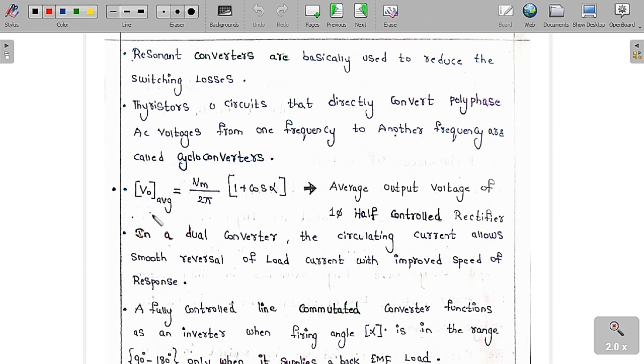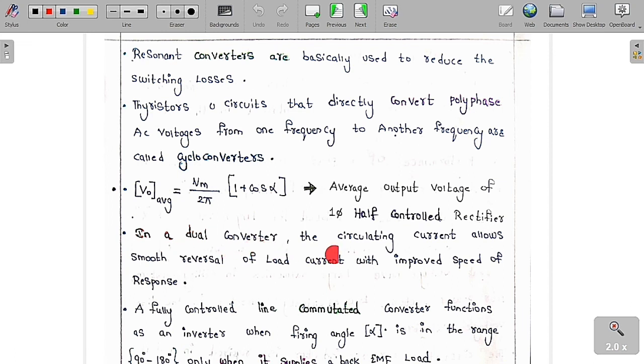So V0 average is equal to Vm by 2 pi into (1 plus cos alpha), the average output voltage of a single phase half controlled rectifier. Single phase means single phase supply, half control means only one pulse in the output voltage, and it is controlled, meaning we use a controlling device like SCRs. Then the average value of the output voltage is Vm by 2 pi into (1 plus cos alpha).